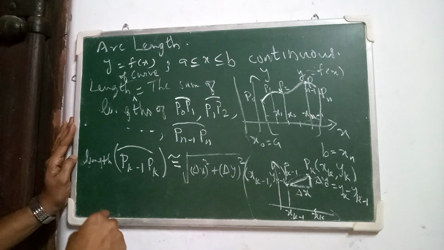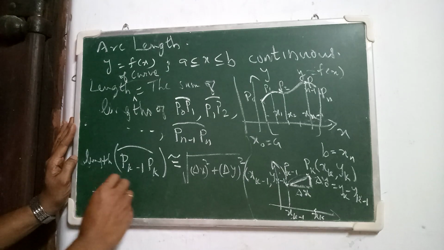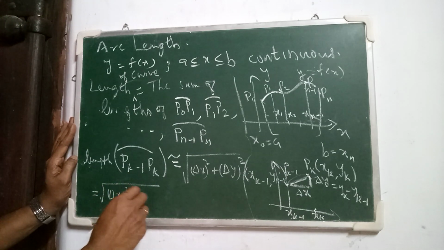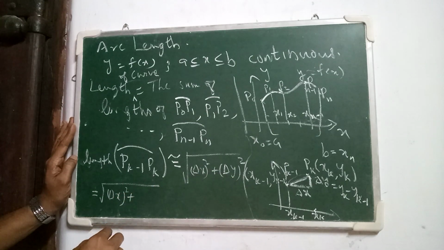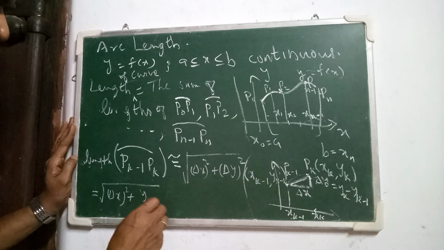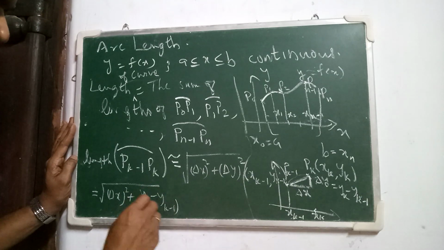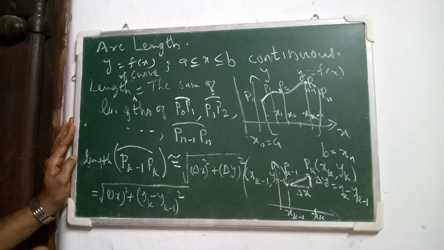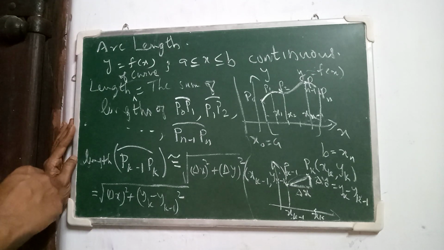So now let us substitute for delta yk. So this is equal to the square root of delta x whole square plus yk minus yk minus 1 the whole square.